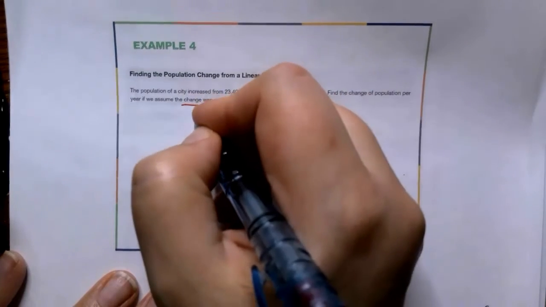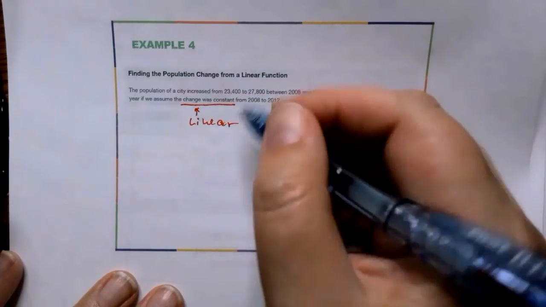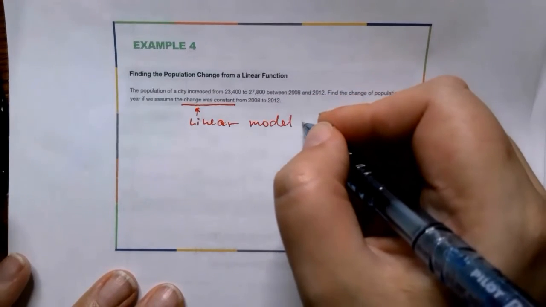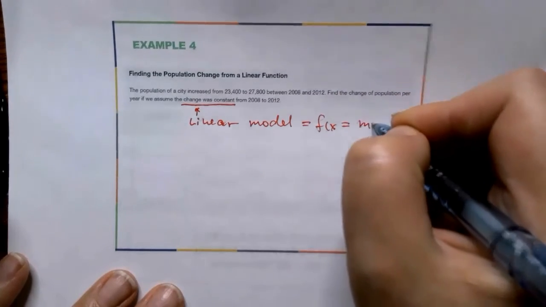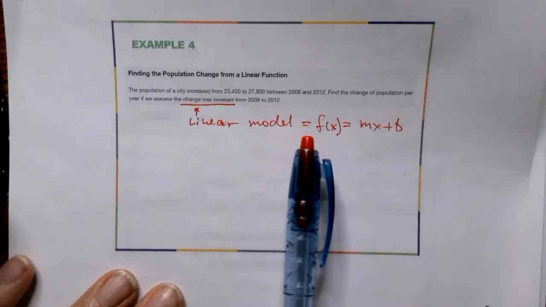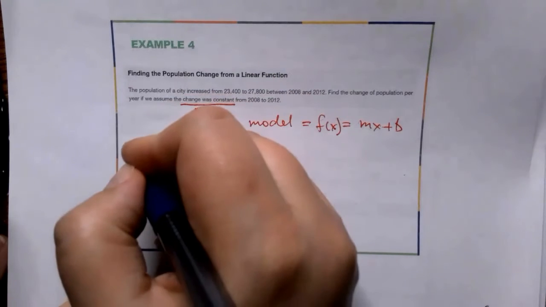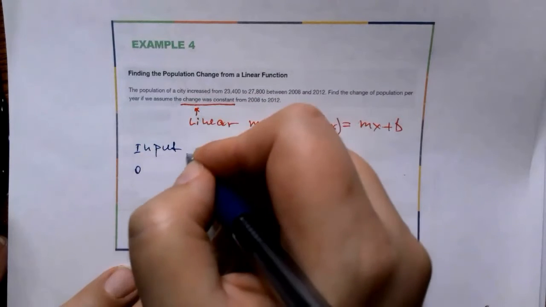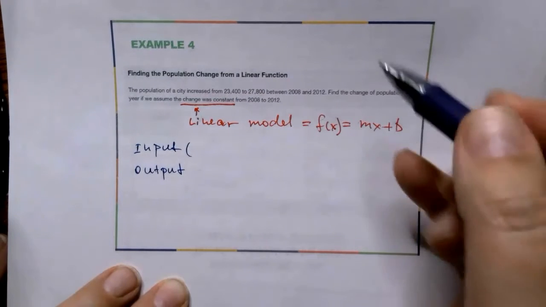Okay, so this gives us permission to use linear. It tells us that it's a linear function. So we're going to use the linear model because there are all kinds of models out there. So the linear model is f of x equals mx plus b. So that's our model. We're using a linear function to solve this problem. So let's identify the input and the output.